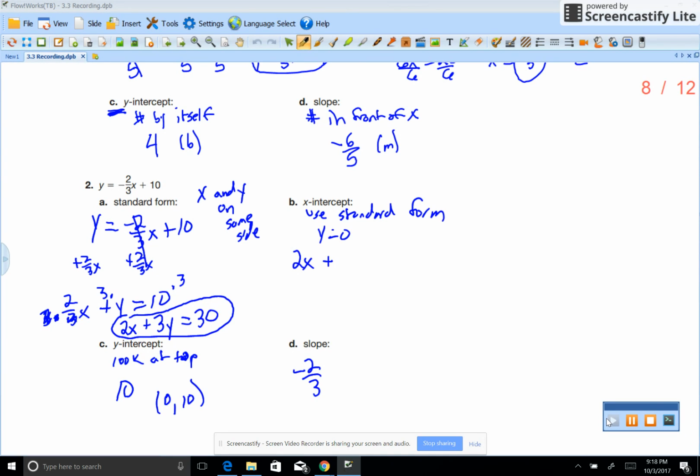Make y 0. So we have 2x plus 3y equals 30. We write that now, with y as 0. So 2x plus 3 times 0 equals 30. 3 times 0 goes away. I'm left with 2x equals 30. Divide each side by 2. You get x equals 15. The coordinate pair is 15, comma 0.